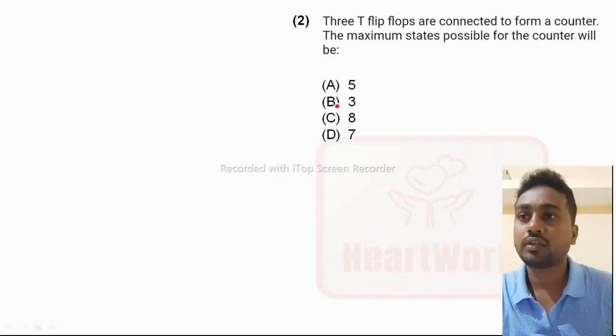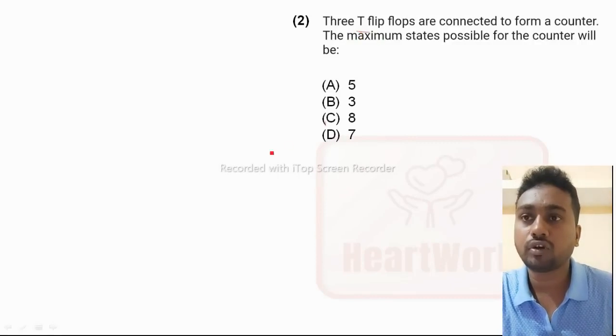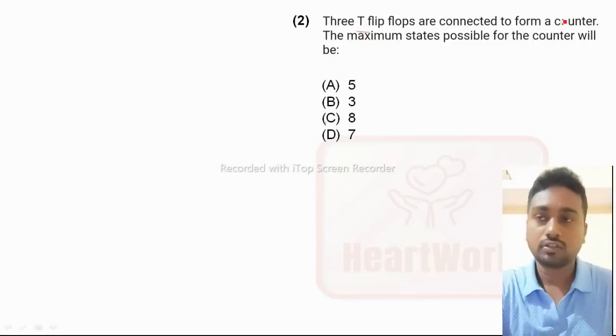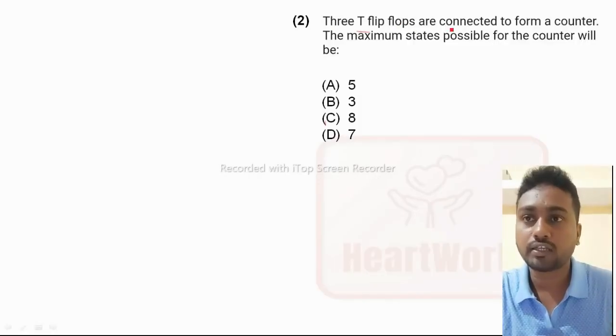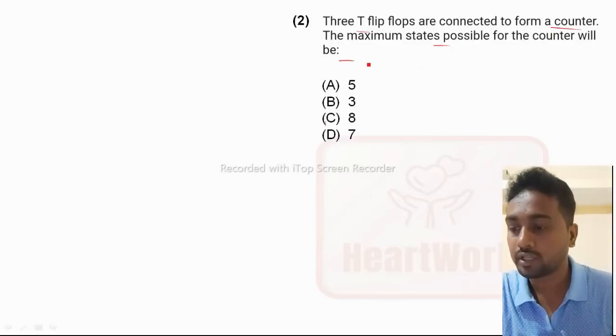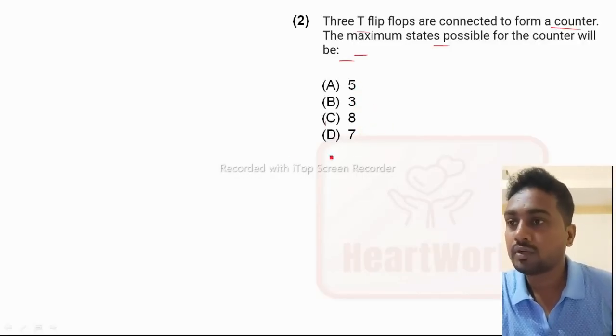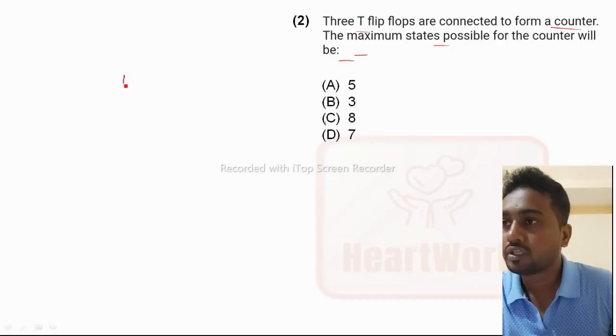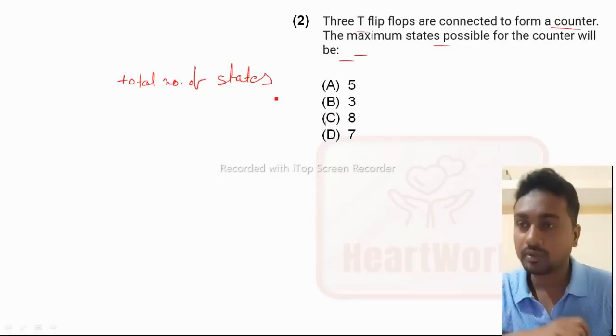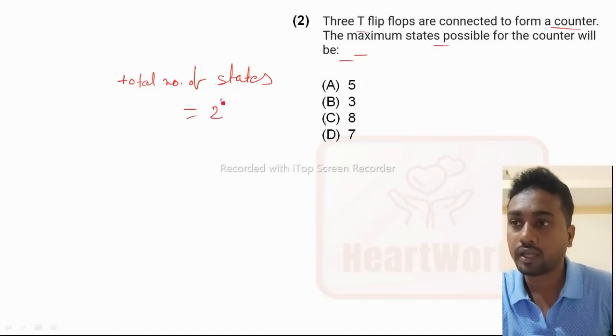Next. So what is the question? 3 T flip-flops are connected to form a counter. The maximum state possible for the counter will be. So the total number of states possible in any counter is equal to 2 to the power n, where n is the number of flip-flops.